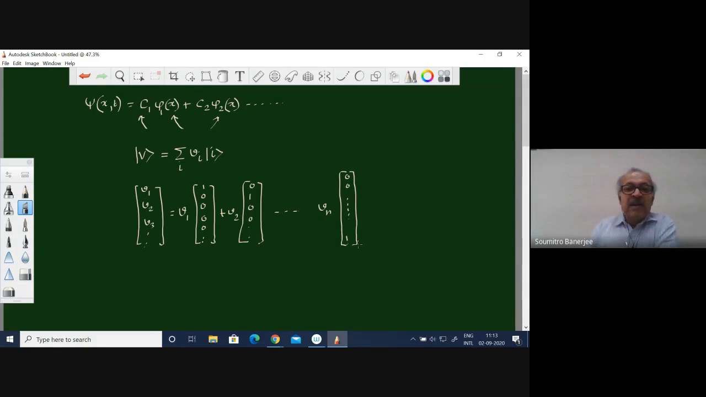Okay. This is the picture that I wanted to give you, that now we have the whole function expressed as a column vector, which is actually a linear combination of this. These basis vectors are also column vectors. Okay. And these basis vectors are denoted as i.